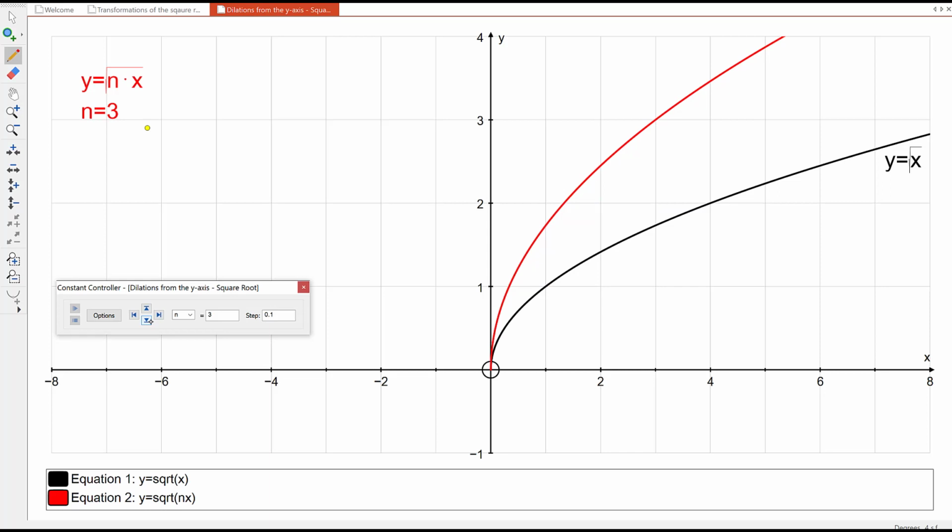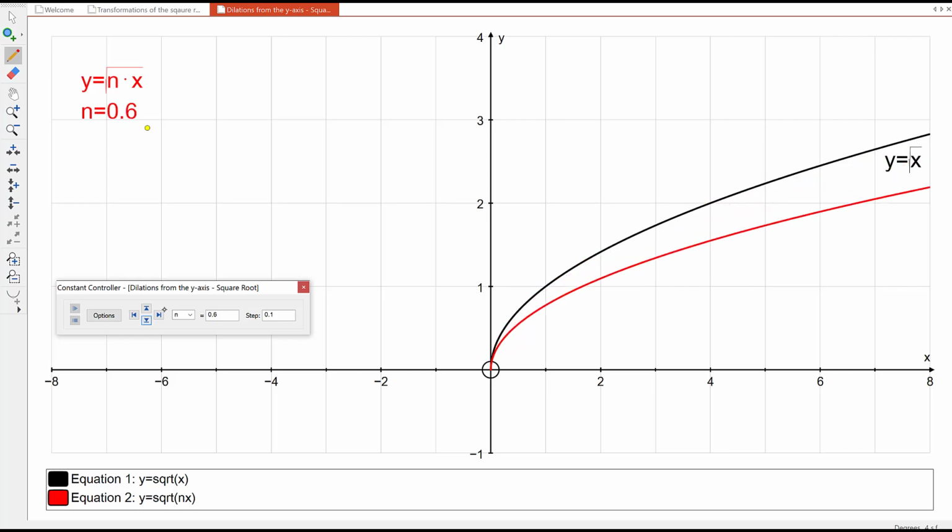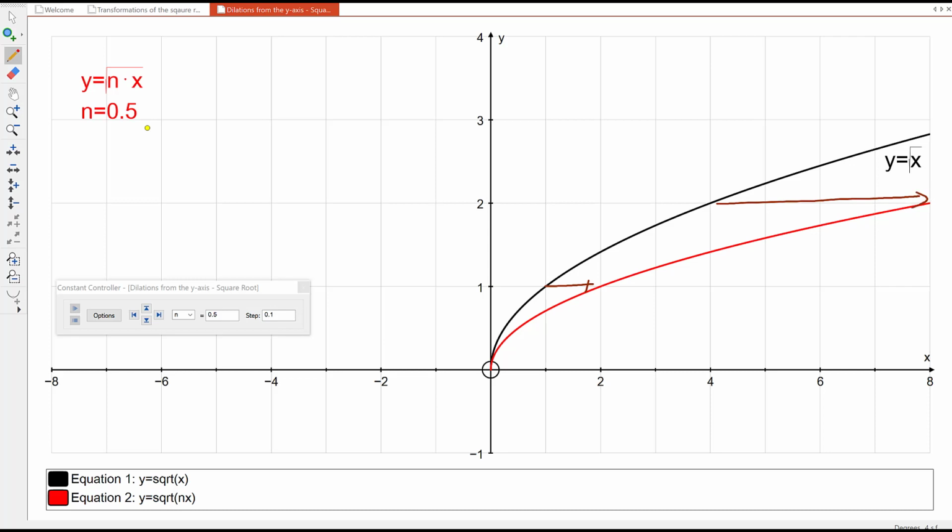Okay, let's have a think about then what happens. So let's put n back to 1. So we have y equals root x. If we were to make n smaller than 1, we expect that the graph stretches away from the y-axis. So if I make n 0.5, for example, the graph has stretched away from the y-axis by a factor of 2. The x-coordinates have been doubled. Instead of going through 1, 1, it now goes through 2, 1. Instead of going through 4, 2, it now goes through 8, 2.